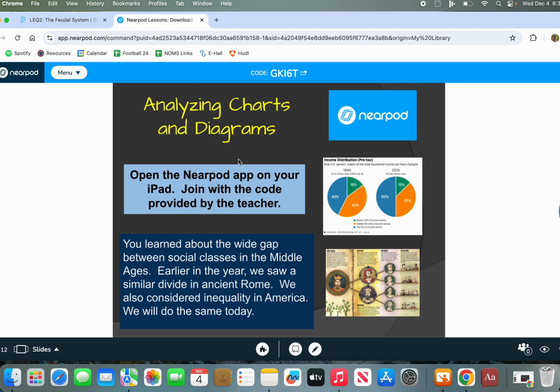Okay, we're going to go into our Nearpod. So this is what we're going to be talking about today: analyzing charts and diagrams. The slide says to open the Nearpod app on your iPad and join with the code the teacher has provided. Rather than that, we're just going to be doing it asynchronously, and you are going to be watching this YouTube video.